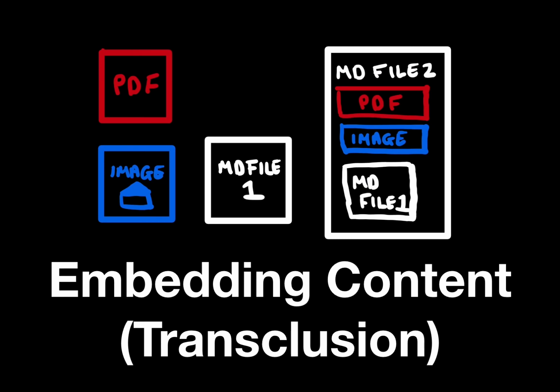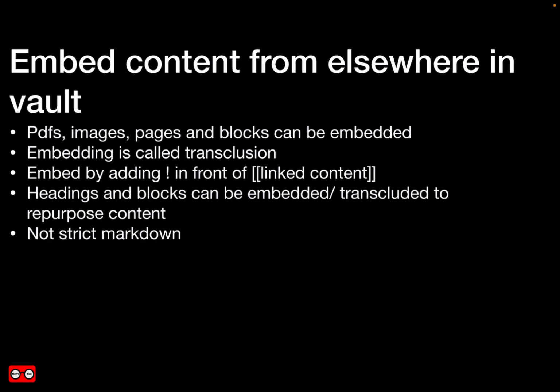Okay, the final big thing I'm going to be talking about is the ability to embed content from elsewhere within your vault. The sorts of things that you can embed are PDFs, images, even a copy of another page, or even parts of a page, whether it's a heading or a block. Now this deserves its own deep dive video, so I'm not going to go into too much detail, but if you put an exclamation mark in front of the content that you are linking to, it will grab it and put it inside your Obsidian page. That process is called transclusion. So when they talk about transcluding links, they're talking about embedding.